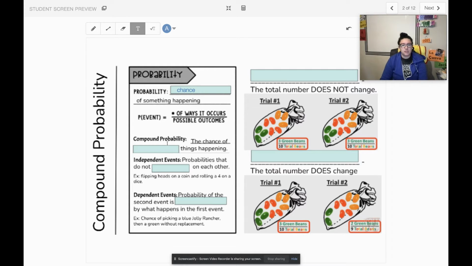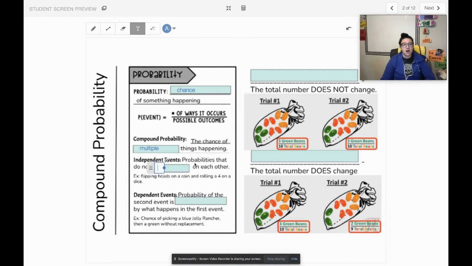The compound probability is the chance of, like I said, multiple things happening. Before, just what's the probability of rolling a 6 on a dice? What's the probability of flipping heads on a coin? Now I want more than one thing. So what's the probability of me flipping tails on a coin and rolling a 2 on a dice? I need the probability of both of those things, and I have to combine them together.